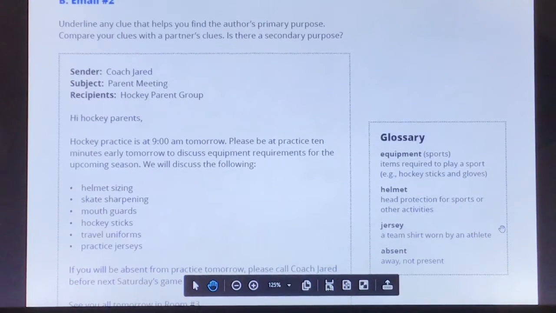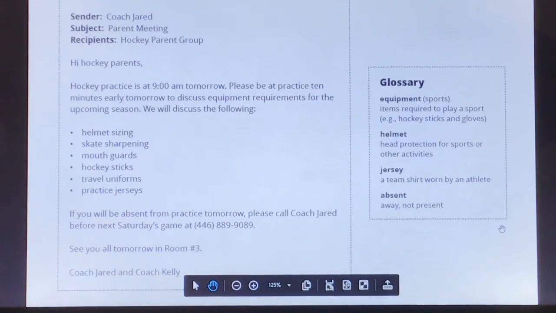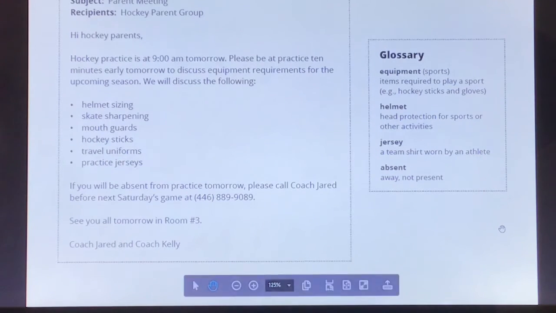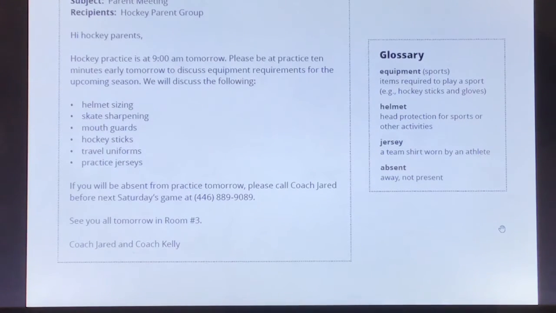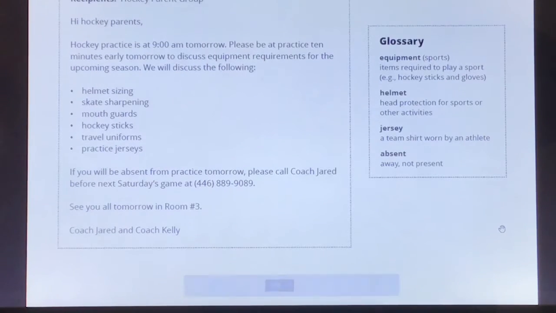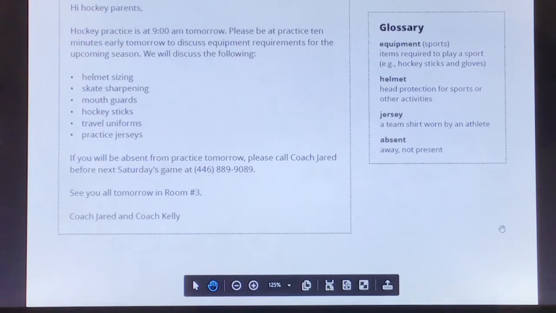Sender, Coach Jared, subject, parent meeting, recipients, hockey parent group. Hi, hockey parents. Hockey practice is at 9 a.m. tomorrow. Please be at practice 10 minutes early tomorrow to discuss equipment requirements for the upcoming season. We will discuss the following: helmet sizing, skate sharpening, mouth guards, hockey sticks, travel uniforms, practice jerseys. If you will be absent from practice tomorrow, please call Coach Jared before next Sunday's game. And there's his phone number. See you all tomorrow in room number 3.